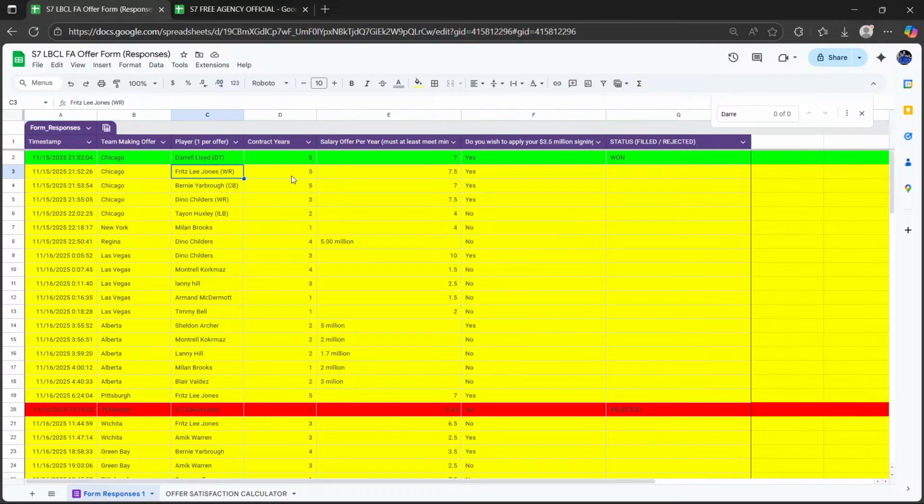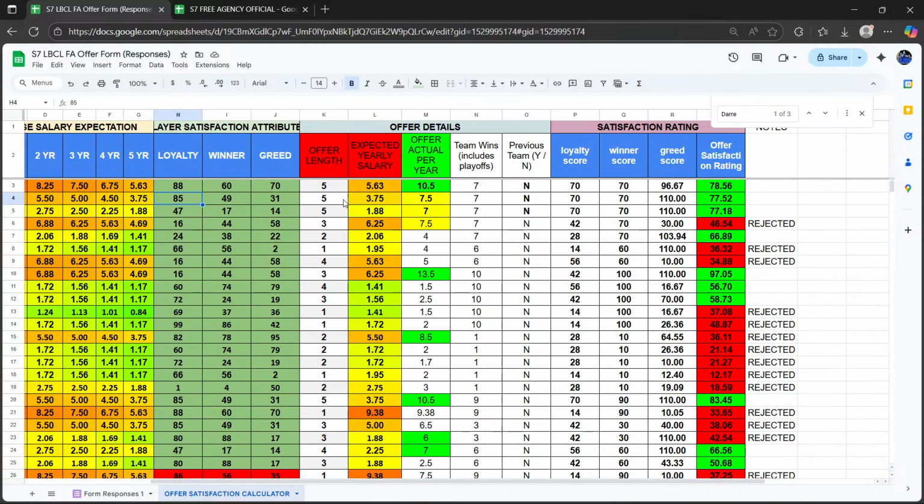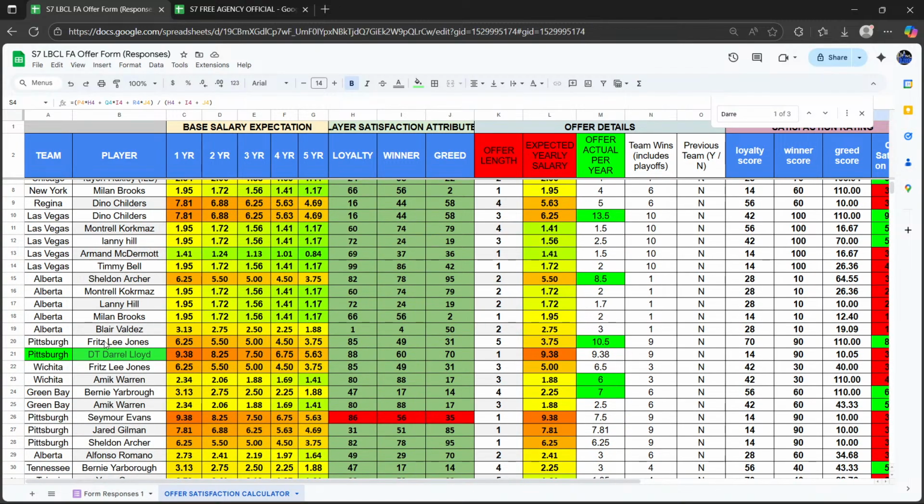Chicago had another offer. $5 million, 7.5 for Fritz Lee Jones. Fritz Lee Jones is a Legend Bowl winner. Highly touted player. He's got 85 loyalty, 49 winner, and 31 greed. So what he wants most of all is a long contract. So I put in a big old deal, 5 years, 7.5. We had 77.52. It was a pretty good offer rating, but Pittsburgh.